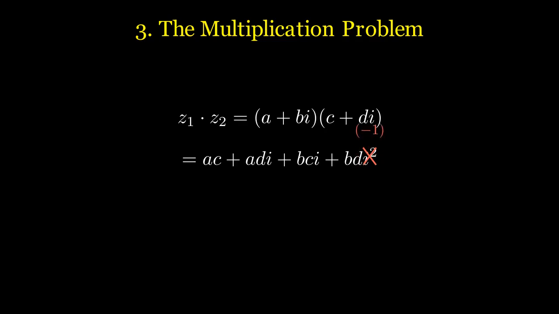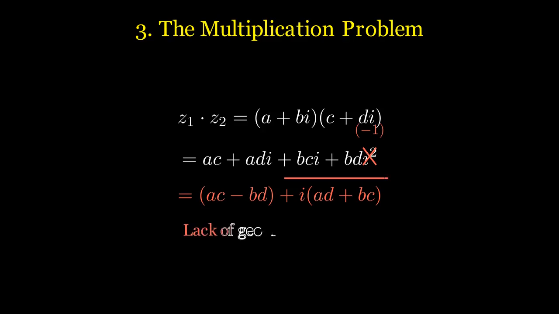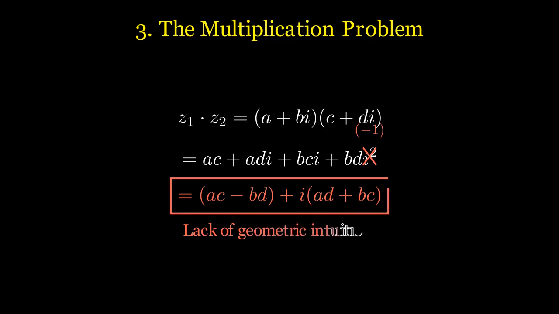Looking at the expression ac minus bd plus i times ad plus bc, can you easily visualize where this new point lands on the complex plane relative to the original 2 points? For the vast majority of human brains, the answer is a resounding no. The rectangular form turns multiplication into a tedious mechanical chore of symbol manipulation, obscuring the beautiful geometric dance that is actually taking place on the plane. This lack of intuition leads us to seek a better way, the polar form.